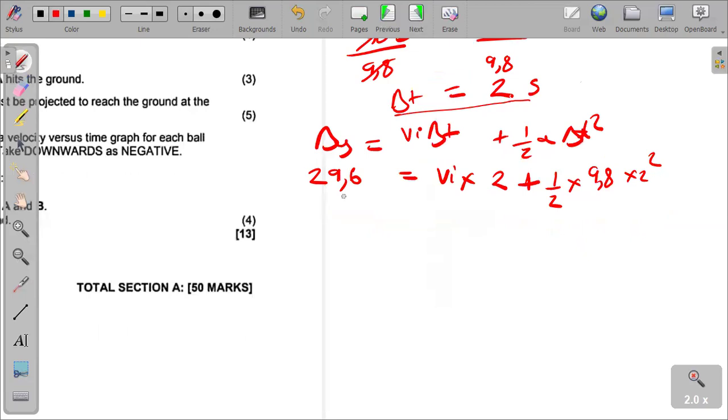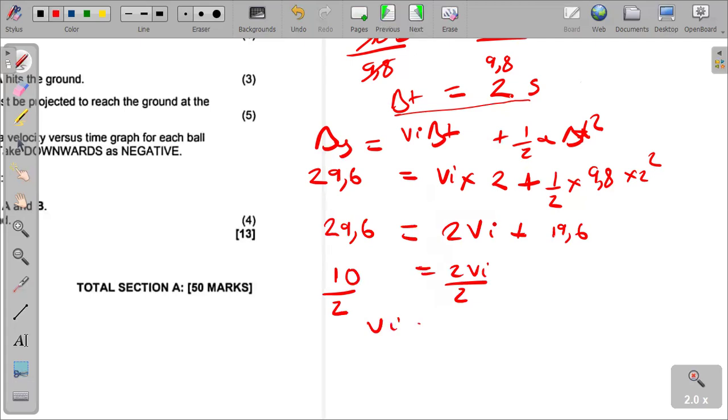Right, so simplifying that, we end up having 29.6. I'm just trying to show all the working so that we can follow what is happening. 2VI plus, so if I multiply that, I get 19.6. So transposing that, 29.6 minus 19.6, I get 10 there. 10 is equal to 2VI. Divide by 2, divide by 2. So VI is equal to 5 meters per second.